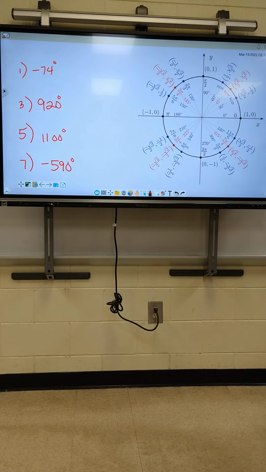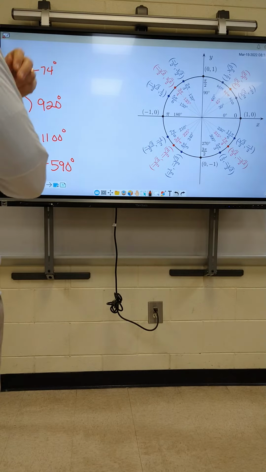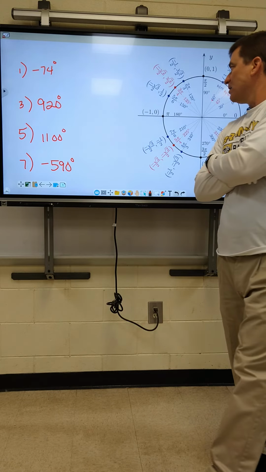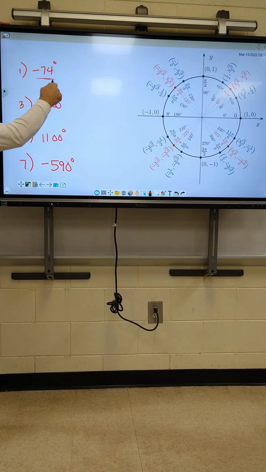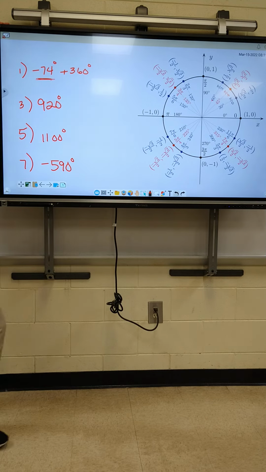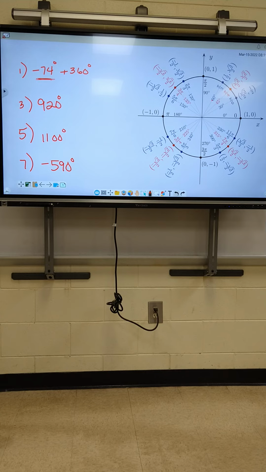Let's do the back. Look at your instructions on number 1 on the back. It says find the least positive coterminal angle. What does that mean? First of all, they want this to be a positive number. If it gives you a negative number, all you have to do is add 360 to it. Where did I get that from? Because if you go all the way around the circle, you've gone 360 degrees. So for number 1, just add 360 to it. Negative 74 plus 360 will give you a positive angle.